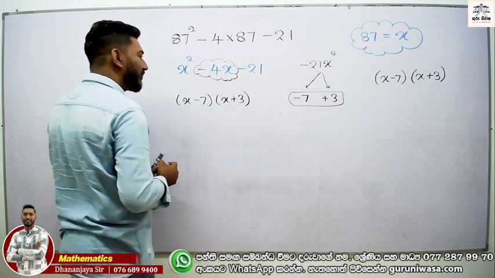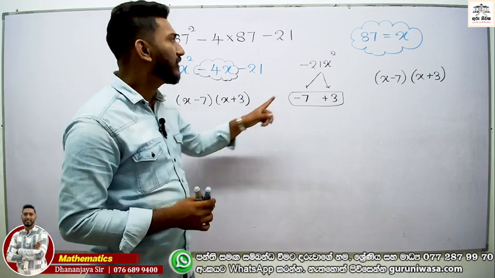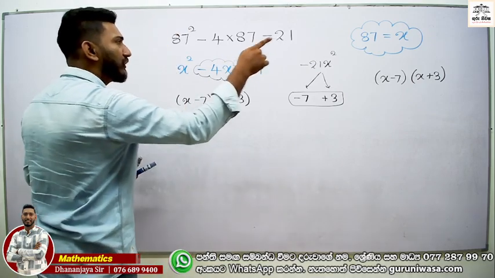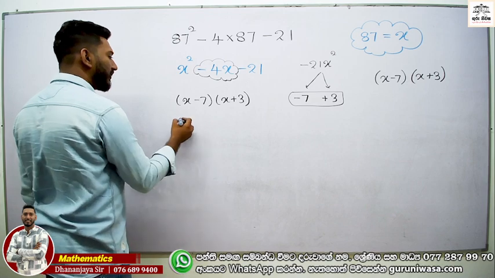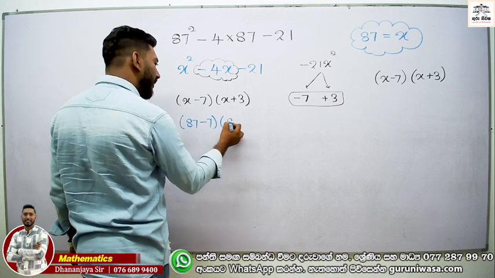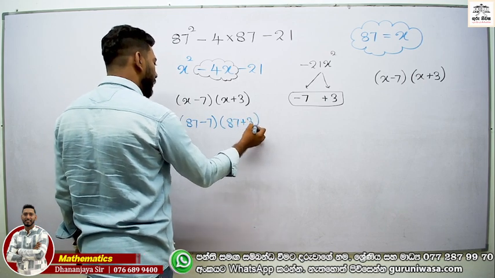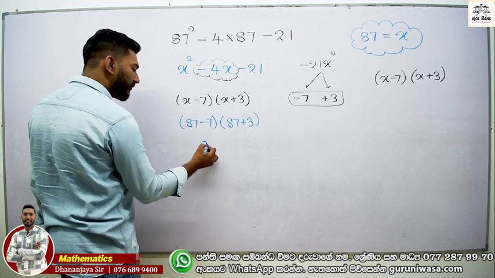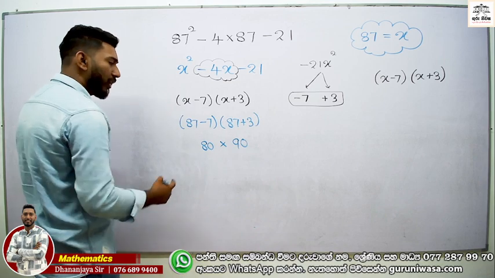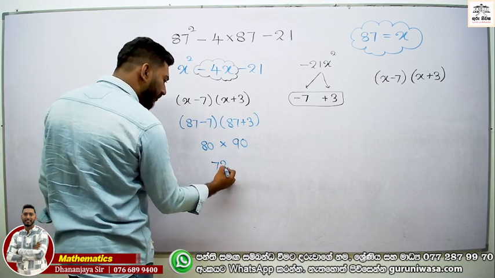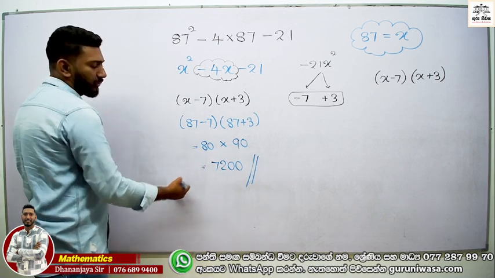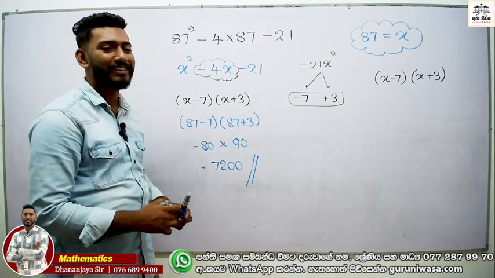But now x is 87. Now I am going to take x as 87: 87 minus 7, 87 plus 3. Now 87 minus 7 is 80, multiplied by 90. Now 9 times 8 is 72 and put 2 zeros. Now the answer is 7,200. You got it?